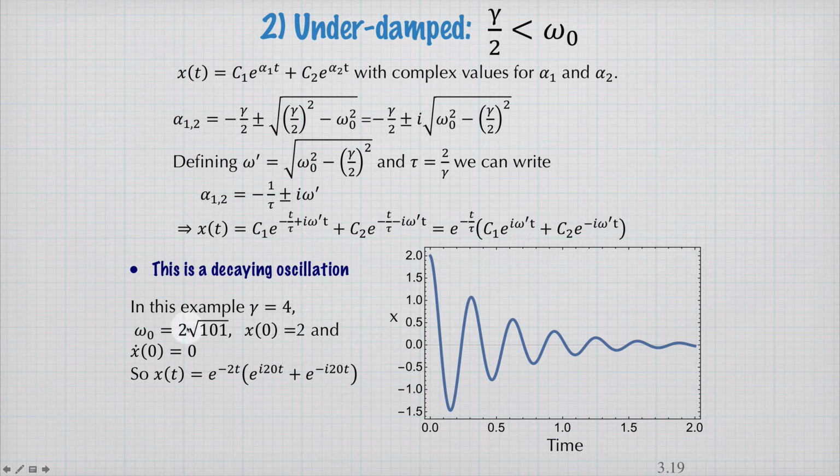So in this example, we have a gamma of 4, an omega naught of about 20, a little higher. I've organized it here so that when we find omega dashed, it gives us exactly 20, and our solution falls under this envelope of this decaying exponential that decays as e to the negative 2t.